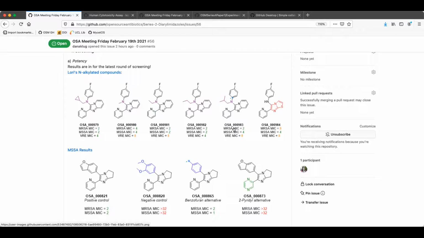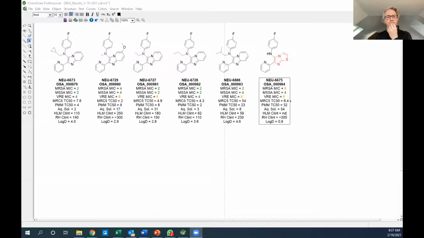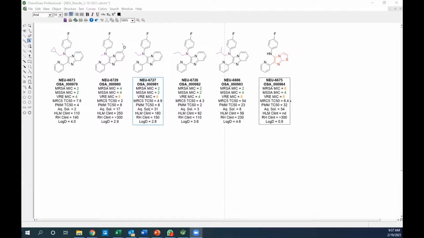Matt, would you mind if I share my screen for a second? Yeah, go for it. So I added the toxicity cell lines that we have, as well as ADME data for these compounds.